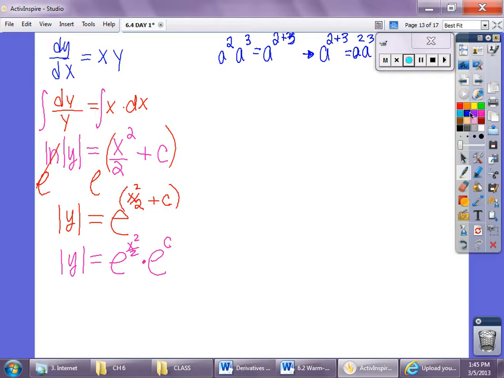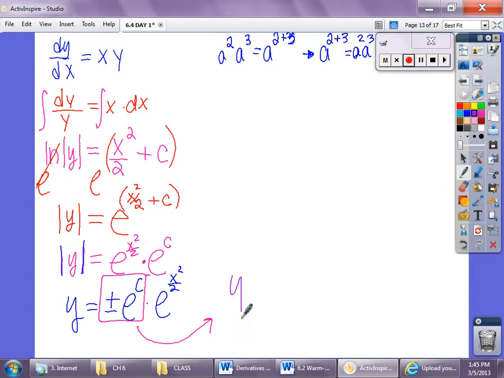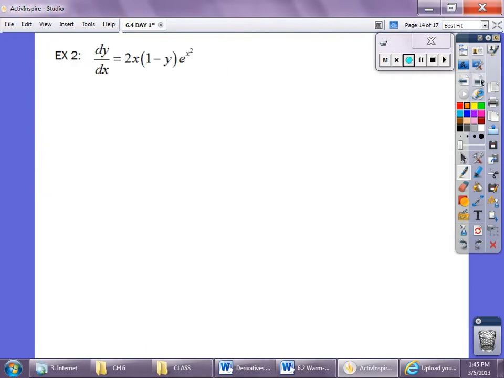Then we said, oh, well, if I want to get rid of this absolute value symbol, I can use a plus or minus. And I'm just going to move the e to the c in front, multiplied by e to the x squared over 2. And then we said, well, this whole thing is a constant. So let's rewrite that as a constant, meaning I'm going to rewrite it as a big old A, e to the x squared over 2. And A replaced this whole plus or minus e to the c. Okay?